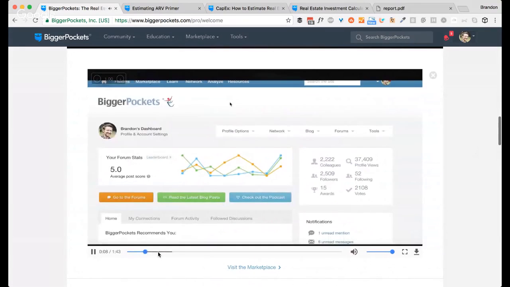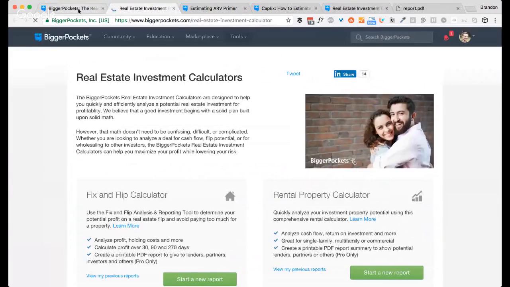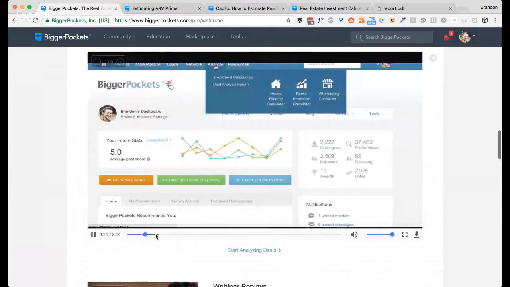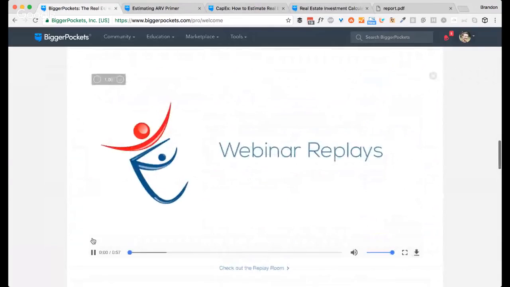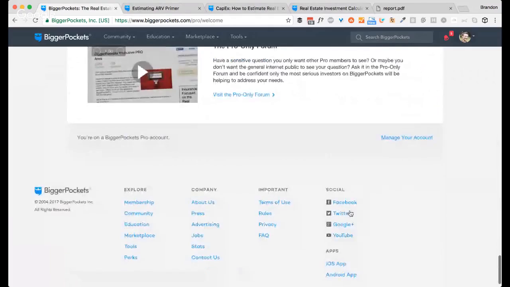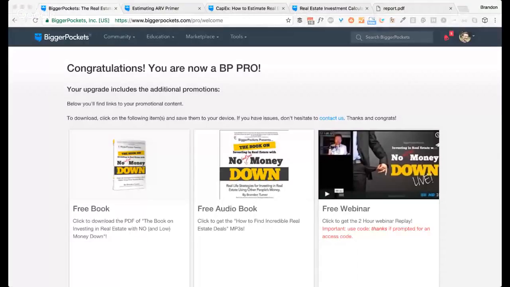So check this out. Here's how to use the marketplace. Here's how to use the analysis software. Ooh, fancy. It takes you right there. So yeah, here's how to use the analysis software. You can walk through that and it'll walk you through the whole process. Next one, here's how to use webinar replays. Anyway, watch these videos, guys. It'll take you like 15 minutes to watch them all, but you will learn how to use your Pro membership and get the most out of it. Because if you're not using your Pro membership, then why do you have it, right?